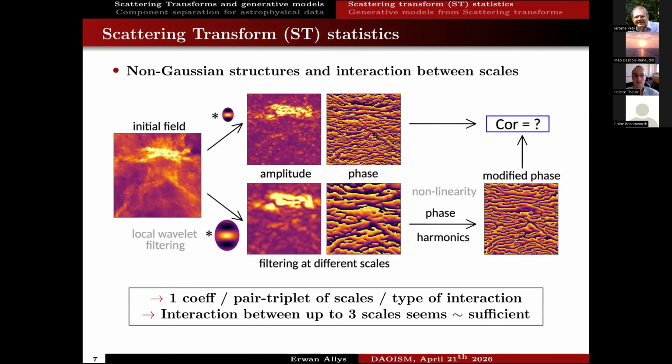So here, I can give a small example. Okay, sorry for the people who saw this slide already a lot of times, but okay, you have an observation. Here it's an observation at 350 micron of the dust. It's 2 by 2 degrees on the sky. And what you can do is perform a convolution of this initial image with different wavelets, okay?